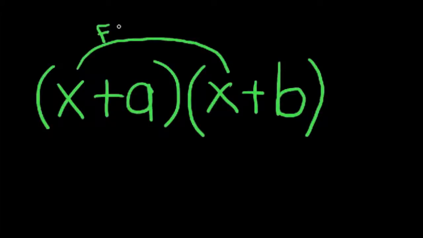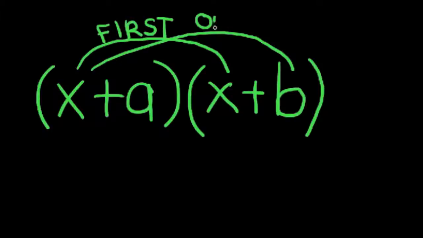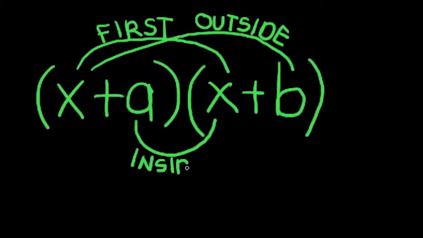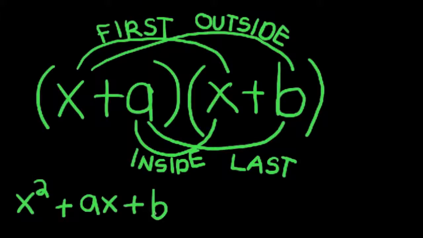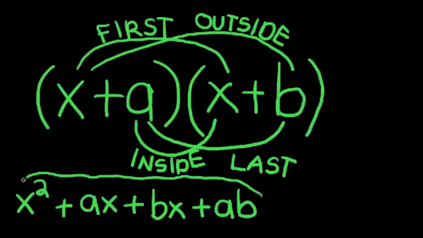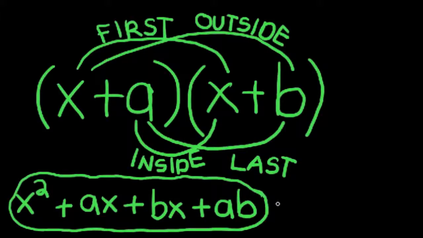X times x is the first term. X times b is the outside. A times x is the inside. And note that these look alike. The inside, these are multiplying with the two inside terms. And then a times b is the last term. So x times x is x squared, a times x is ax, b times x is bx, and a times b is ab. And what we did was we used FOIL and PEMDAS.